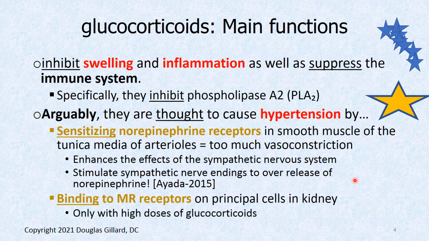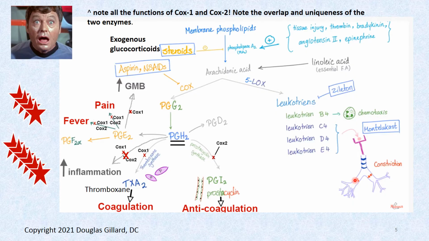In addition, there is binding to MR receptors on principal cells. So glucocorticoids can bind to principal cells in the kidney and act like aldosterone at really, really high levels. And so that's another effect, where if you act like aldosterone, you're reabsorbing salt and water. You're kicking out hydrogen ion and potassium into the filtrate, into the urine, basically.